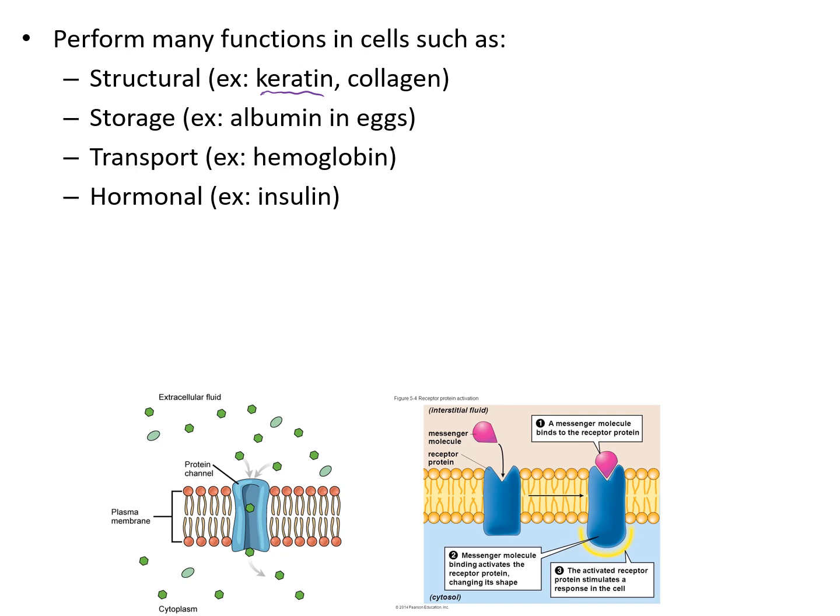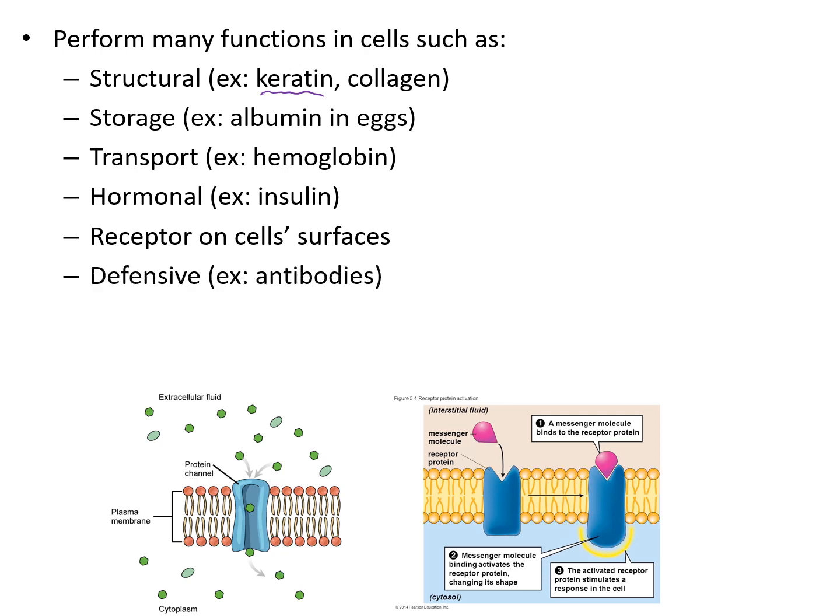They can also make different kinds of chemicals like insulin. They can be receptors on cells to absorb water for a cell, to help you absorb food and sugars for cells. They can also be defensive in nature, making antibodies, and they can also make muscles. A lot of people think of this one: proteins make muscles, which is actin and myosin proteins, which do contraction in cells that do contraction.